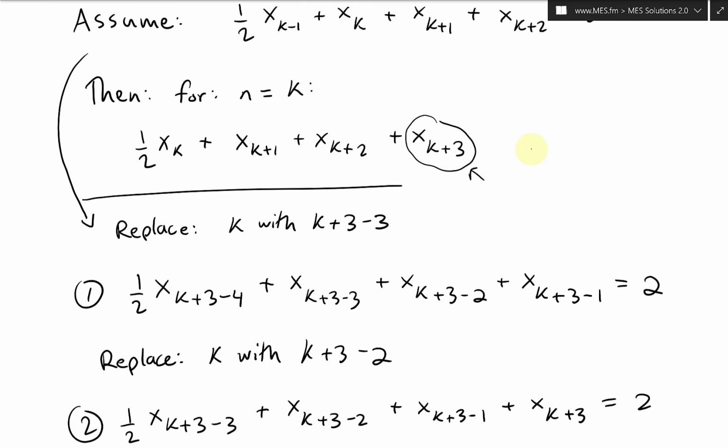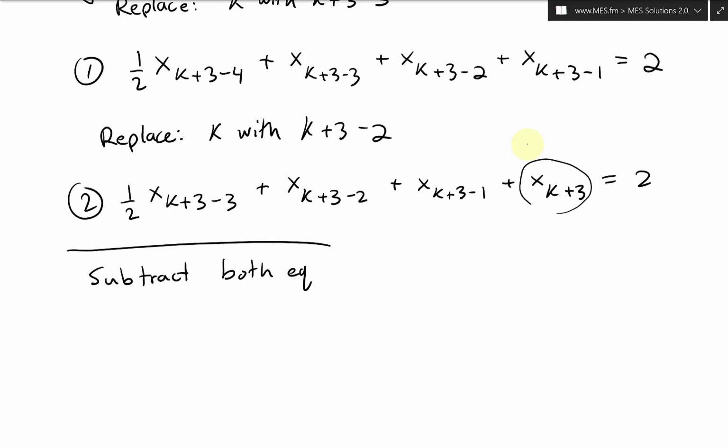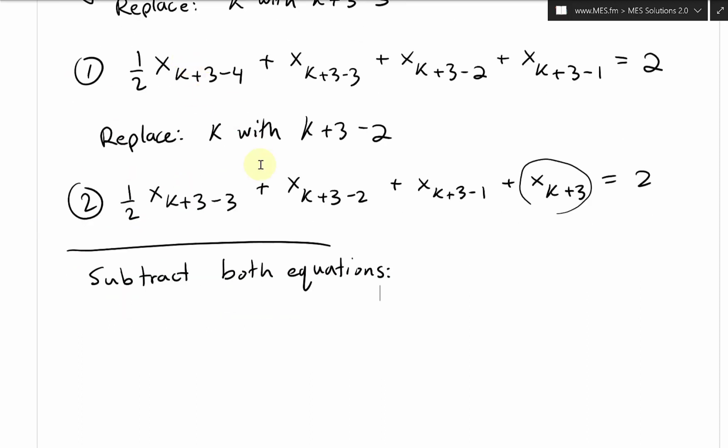So notice this x_{k+3}. Now we have this right here. So what we'll do is subtract both equations like this. And yeah, we could have started from the other one. If we did this one first, we'd subtract that from the other one, or the other one from it. But we'll just do it this way. So what we're going to do is subtract equations 2 minus 1, so that we're left with this x_{k+3}. So we have this term there.